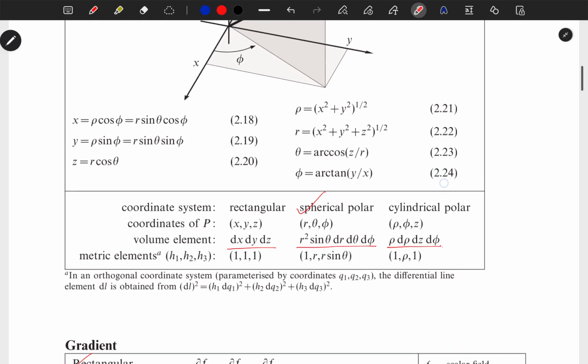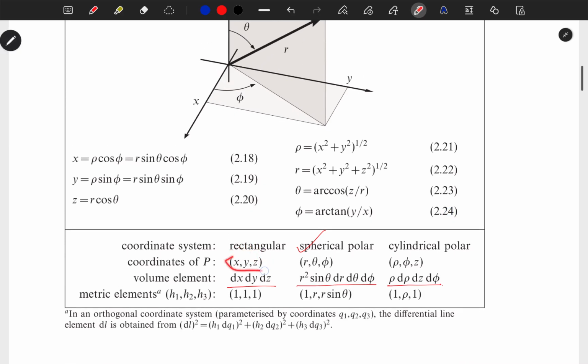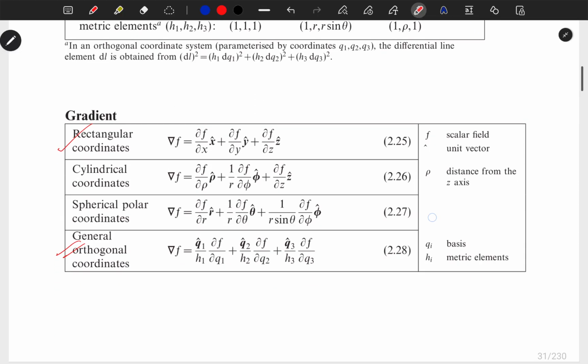So for rectangular x, y, z; for spherical r, theta, phi; and cylindrical rho, phi, z. So dx dy dz, and the volume element is r squared sin theta dr d theta d phi, and here cylindrical rho d rho dz d phi. The h metric elements are 1, 1, 1 for rectangular; 1, r, r sin theta for spherical polar; and 1, rho, 1 for the cylindrical coordinate system.